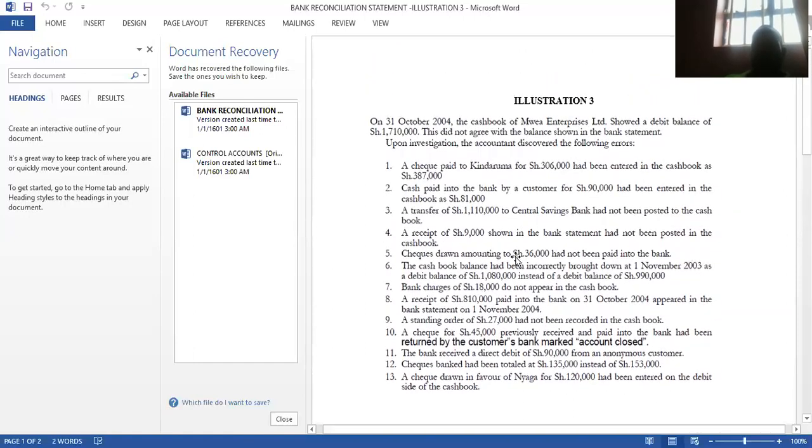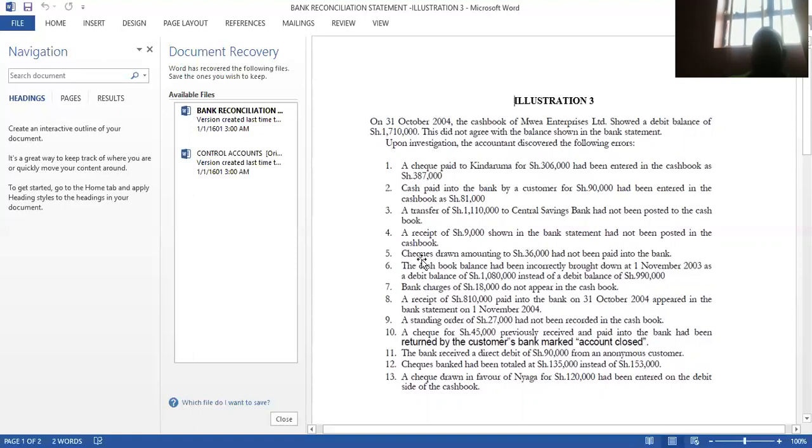Checks drawn of 6,000 had not been paid into the bank. Checks drawn, remember these are checks that are written, meaning that they are checks issued. Checks issued, but they have not been paid by the bank. Remember we said they are known as unpresented checks. Unpresented checks are normally used in preparing the bank reconciliation statements, and they should never appear in the updated cash book.